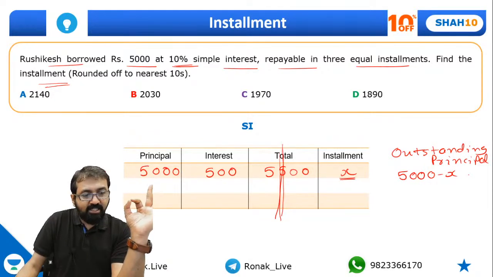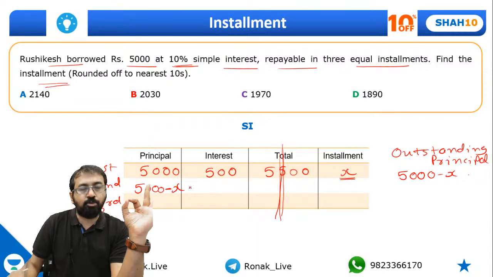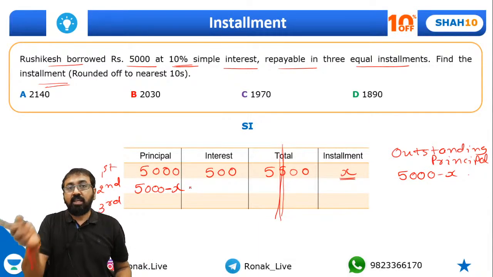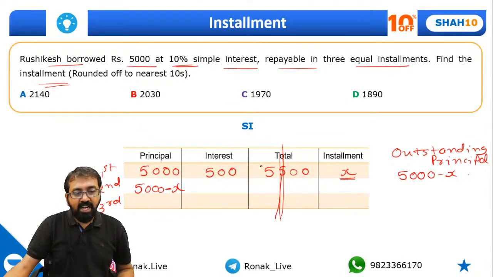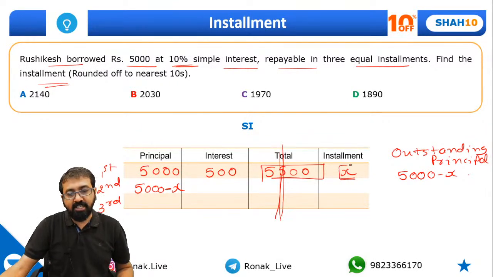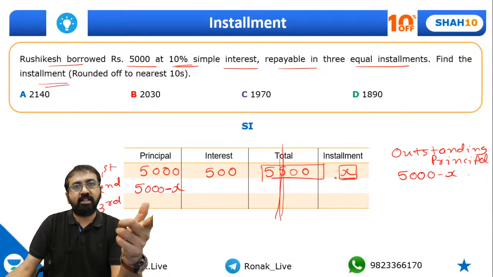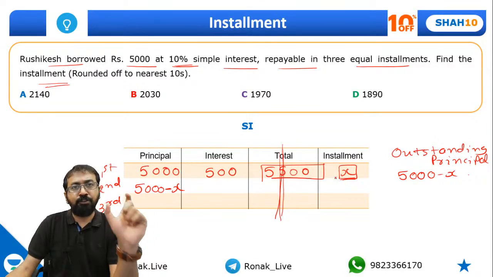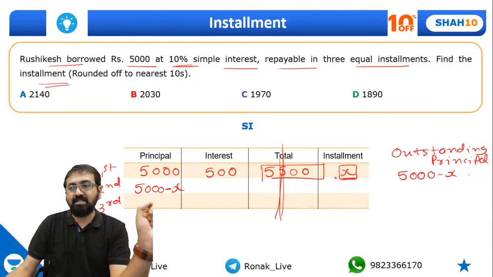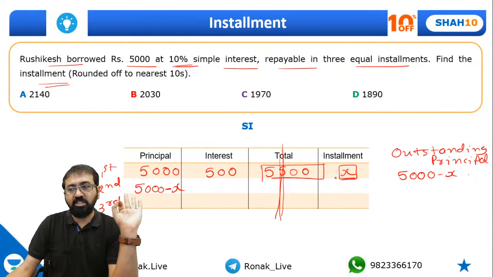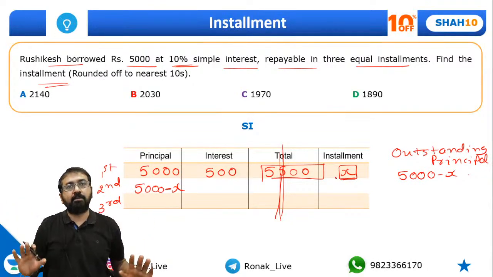And for the second year, this is first year, this is second year, and this is third year. For the second year, you will calculate interest on this 5,000 minus X rupees. Now this is the difference. In the case of compound interest, we had considered this one, then subtracted installment, and then on the outstanding amount we used to calculate interest. Here we are calculating interest on the outstanding principal, which is original principal minus the installment. Are we clear about this? Everyone show me a thumbs up.